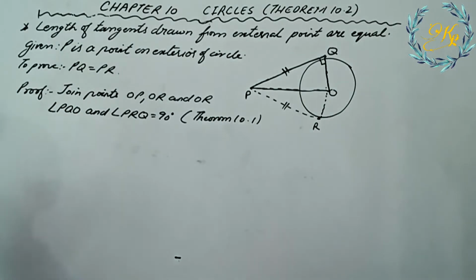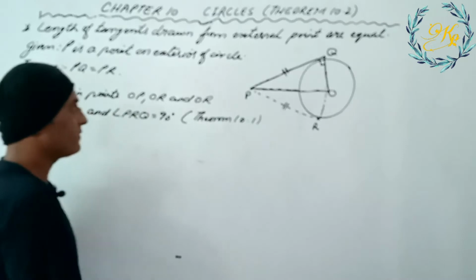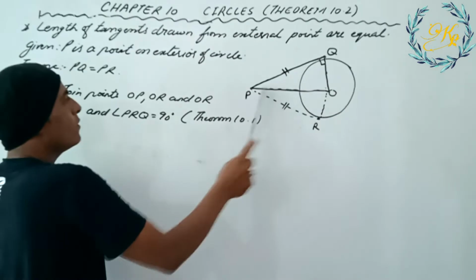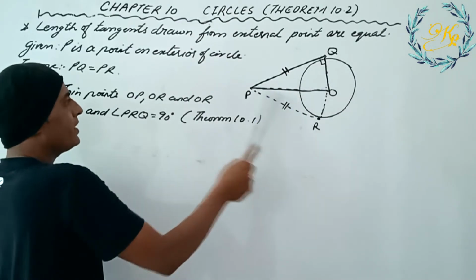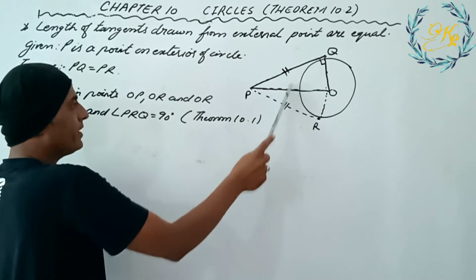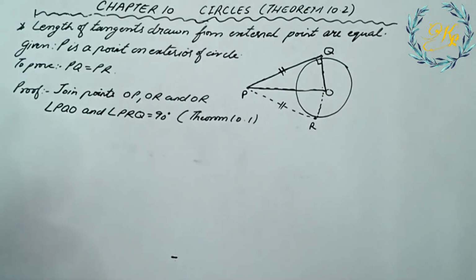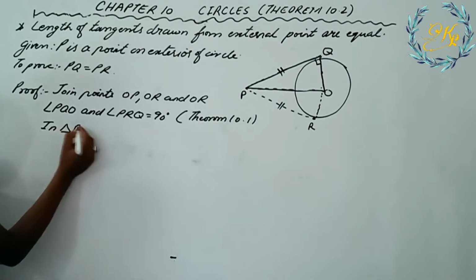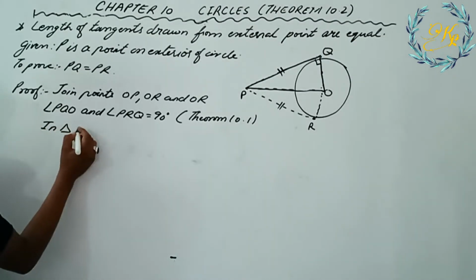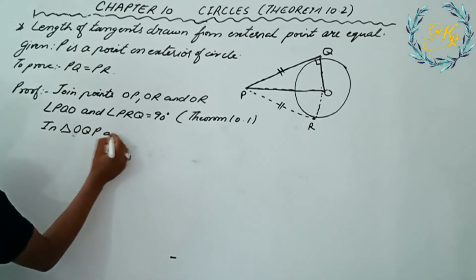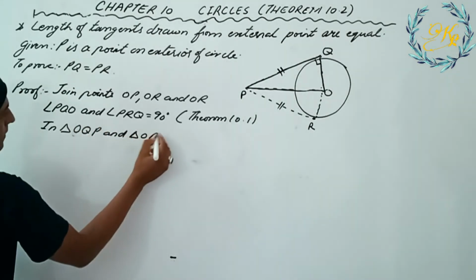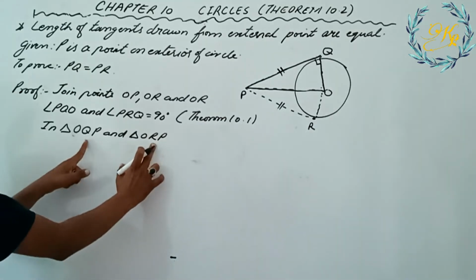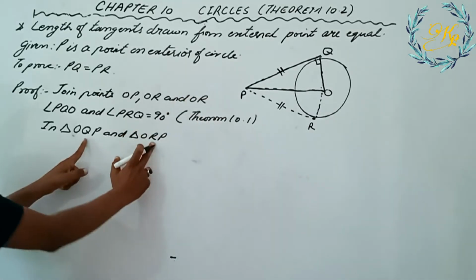Now let's prove these two triangles. As you can see the two triangles here, the first triangle is OPQ and the other one is OPR. We'll prove that they are congruent. So let's begin. We'll prove the congruency. In triangle OQP and triangle ORP, you can follow this particular figure along with what I write here.